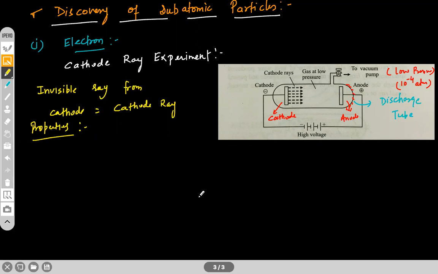Now what we do: if you place a positive plate on this side, we observe that this ray bends towards the positive plate. It moves like this. So it means it is attracted towards the positive plate. It means this ray is negatively charged. So write down the second point.